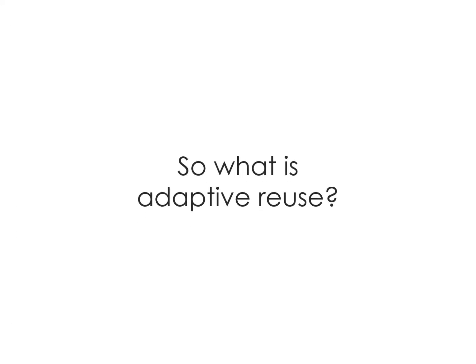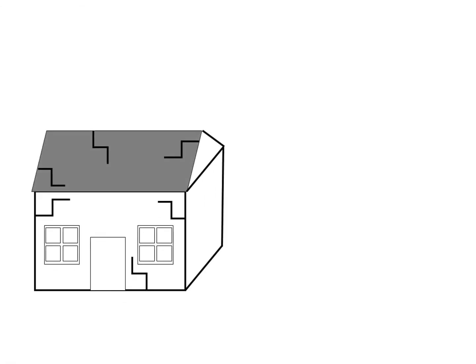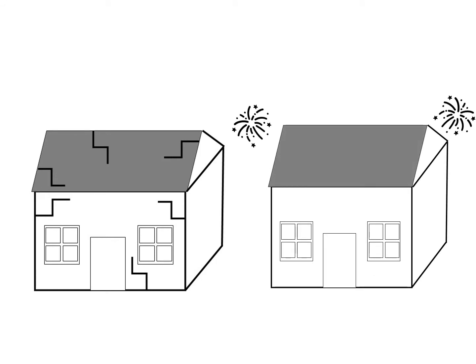So, what is adaptive reuse? To put it in simple terms, adaptive reuse refers to the process of reusing an existing building for a purpose other than which it was originally built or designed, and to give it a new lease of life.